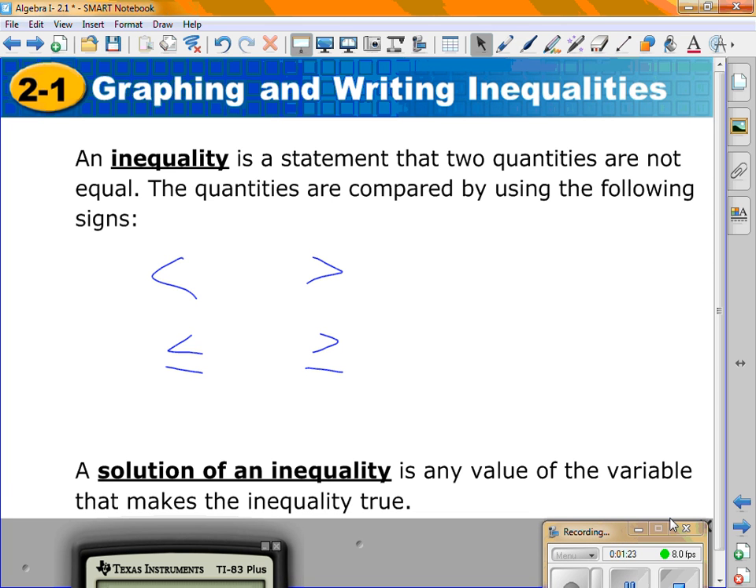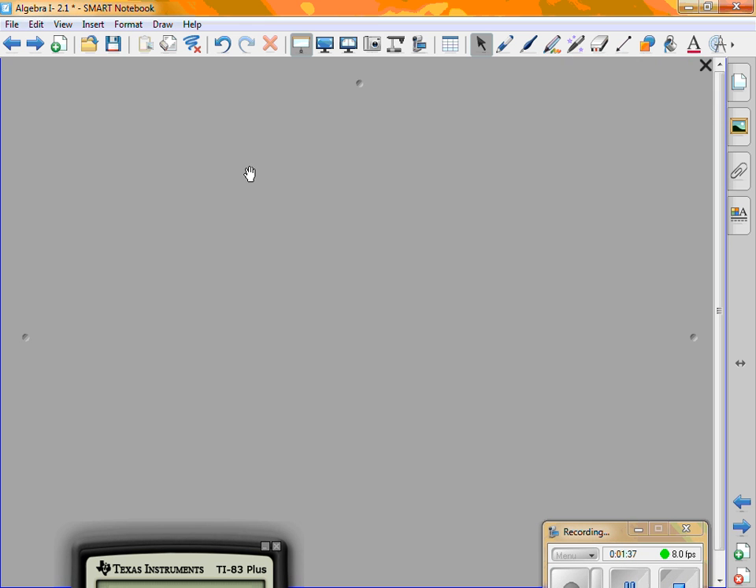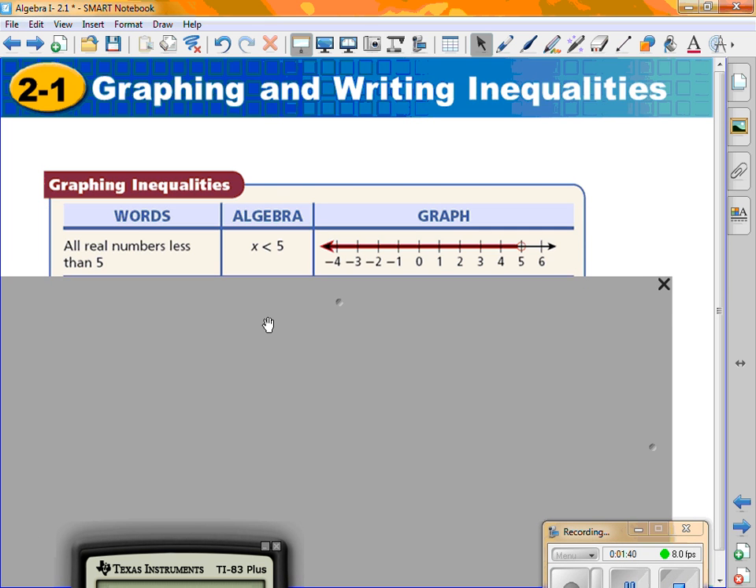The solution of an inequality is any value of the variable that makes the inequality true. I have this chart up here. In words, if I have all real numbers less than 5, in algebra we would write x is less than 5. Graphically, on a number line, we have the number 5, it gets an open circle, and the line goes everywhere to the left. That means anywhere on this line to the left is a solution to this inequality.